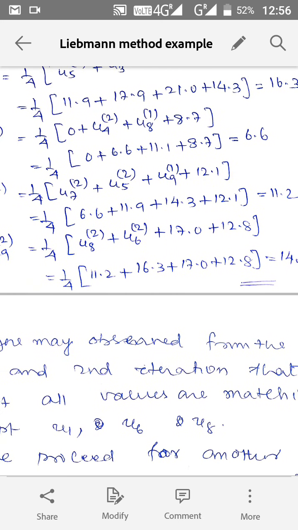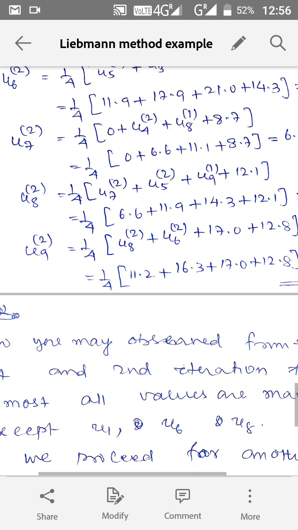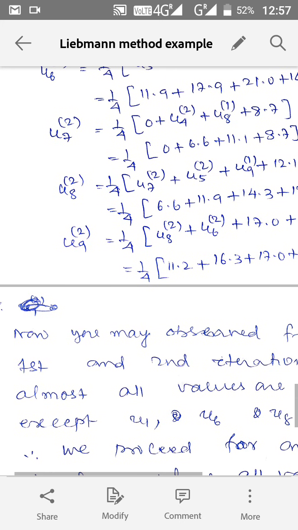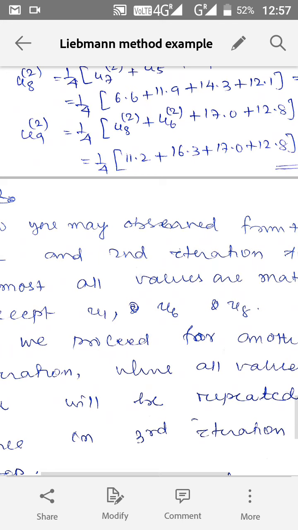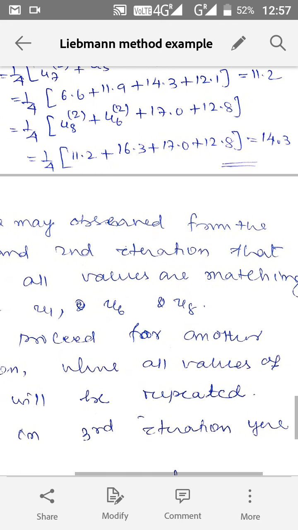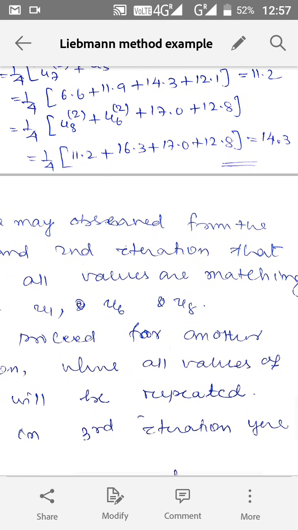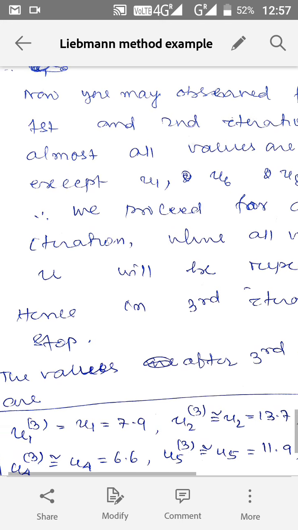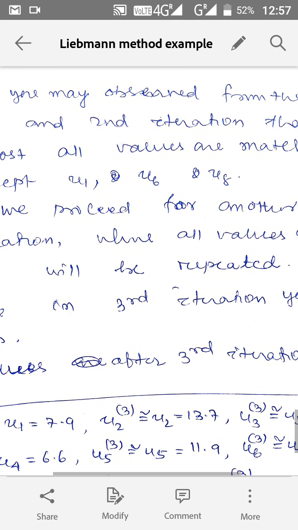So now you can observe that between the first iteration and the second iteration, almost all values are matching except u1, u6 and u8. So we will not stop our iteration. Next we will go for another iteration by considering the second improved values.